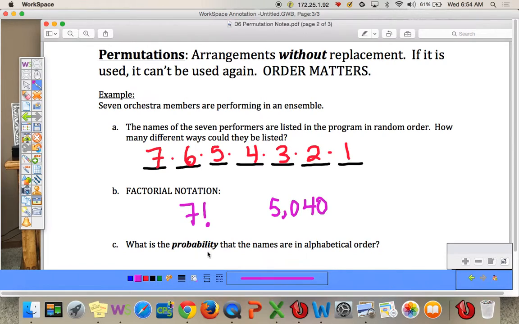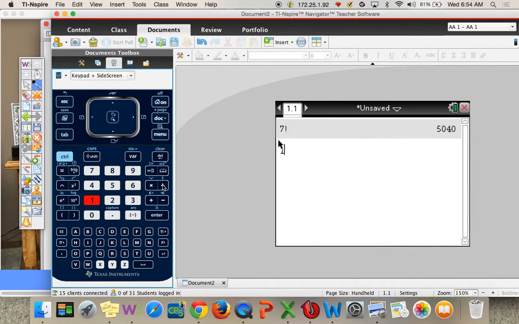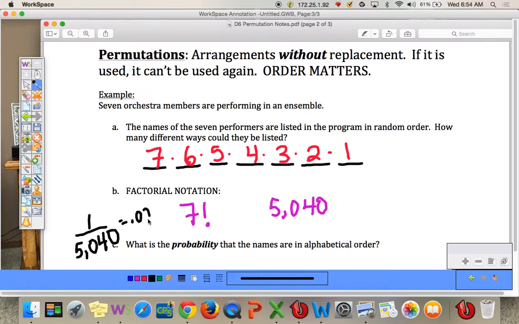What is the probability that the names are in alphabetical order, assuming they all have different names? Well, there's one way you could put them in alphabetical order out of 5,040. So if we divide 1 by 5,040, it's 0.000198. If we change that to a percent, it's about 0.02%. So about 0.02% that they are in alphabetical order, if you just drew the names randomly.